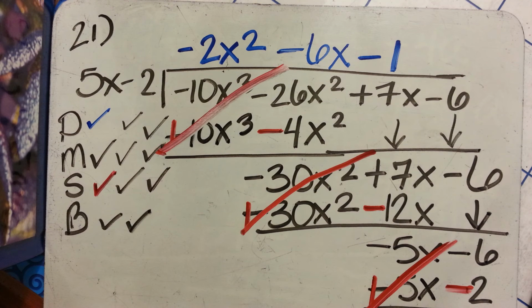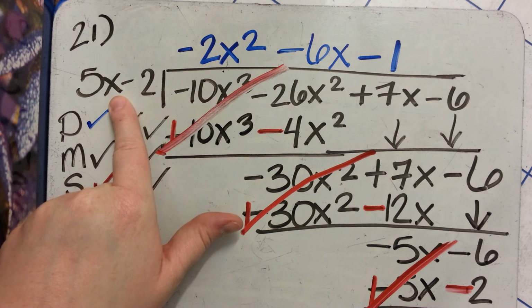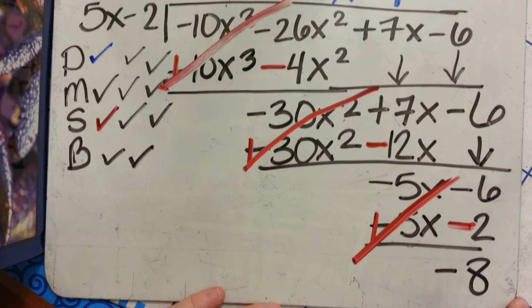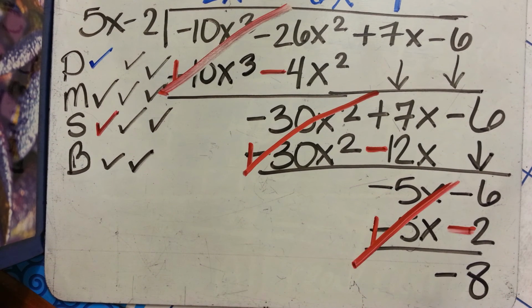All right? Now, the important thing to note here is that I've got a 5x, and I would be trying to create a negative 8. So there's nothing I can multiply 5x by in order to make a negative 8. There's nothing I can do, because there's always going to be an x there. There's no x here. I can't create the term. So this 8 is our remainder.